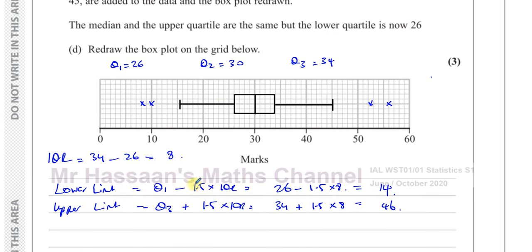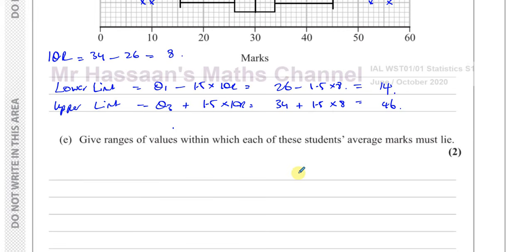Now we're going to go on to part E. It says, give ranges of values within which each of these students' average marks must lie.